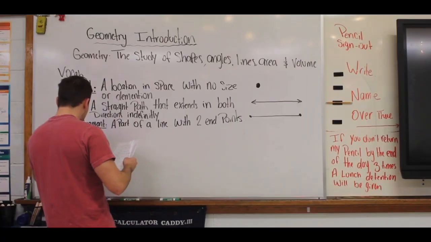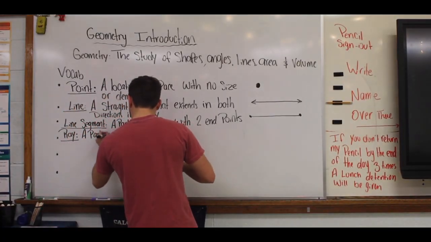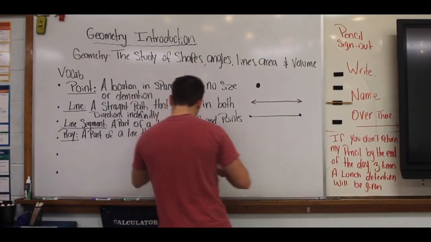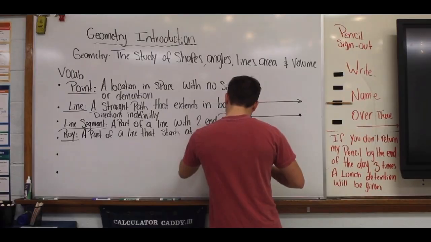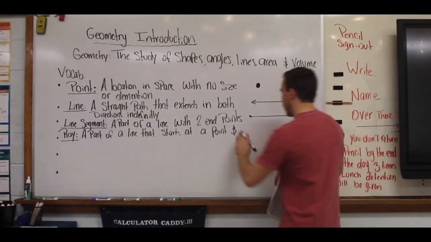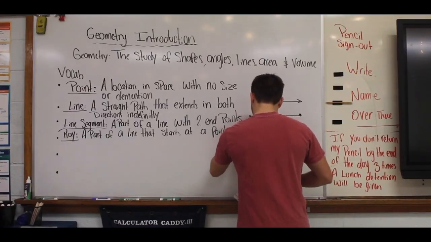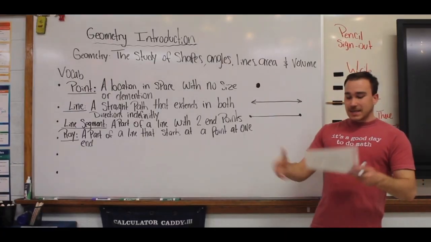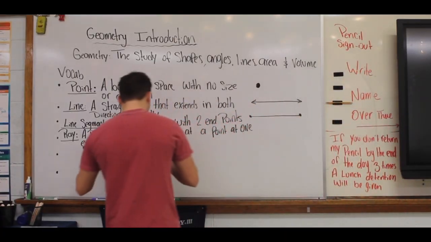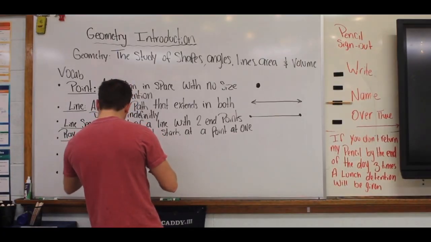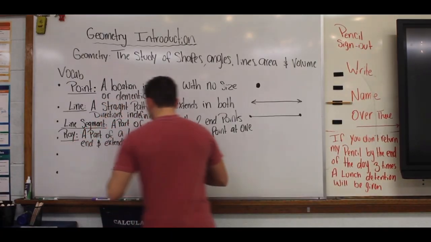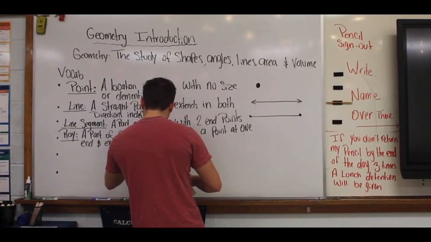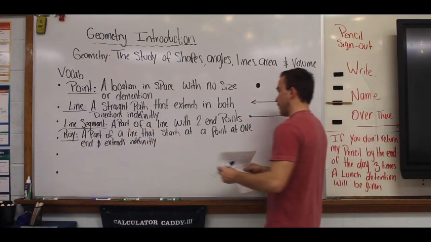So a part of a line that starts at a point at one end, and then extends infinitely or indefinitely the other way. So, a point at one end and extends indefinitely. I'm going to use the same verbiage. Indefinitely in one way. Or I should say in the other way.